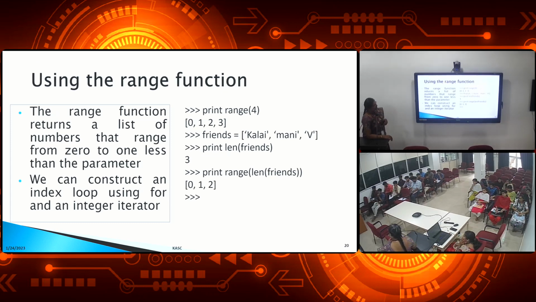The range function returns a list of numbers that range from 0 to 1 less than the parameter you mentioned. So we can construct an index loop using a for integer iterator.